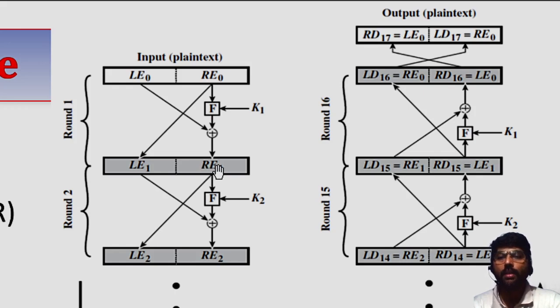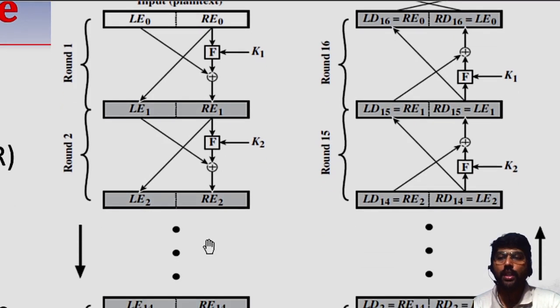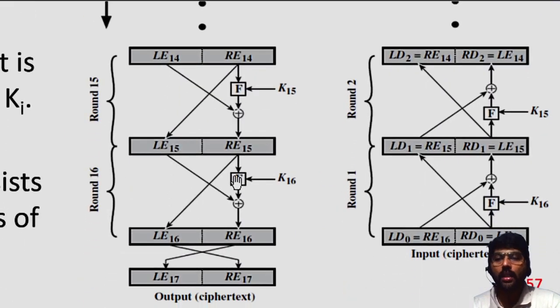This right hand side is given to the left side of the next round, and the substituted value, the left hand side substituted value, is given to the right hand side of the next round. This process continues in each round until the 16th round. After the 16th round, the left hand and right hand are exchanged.